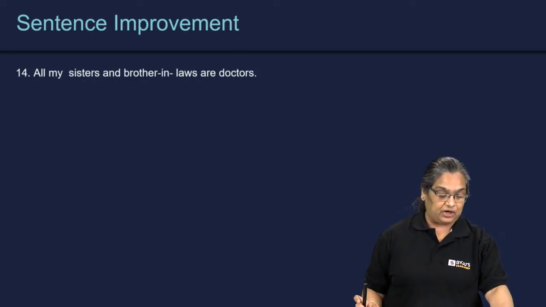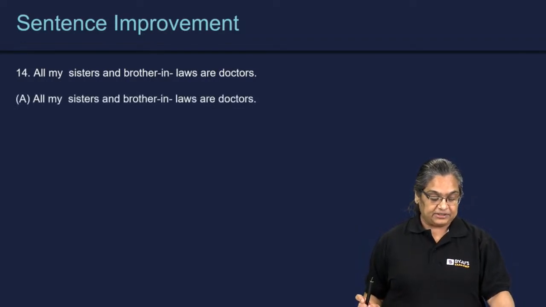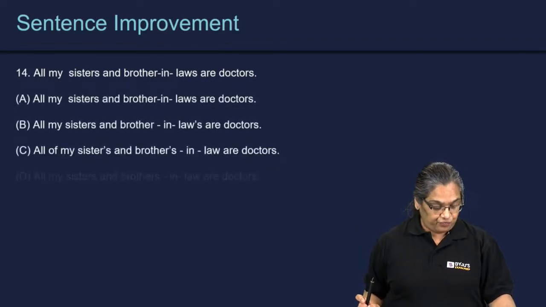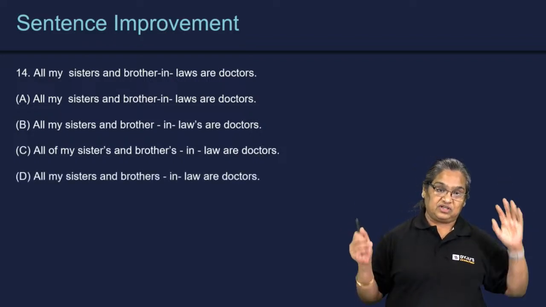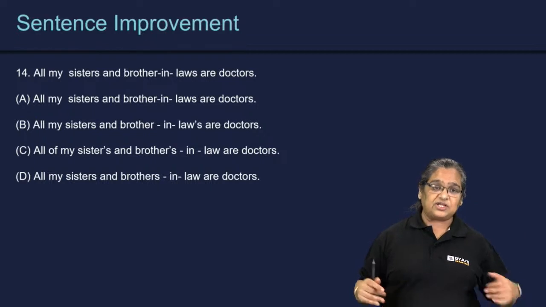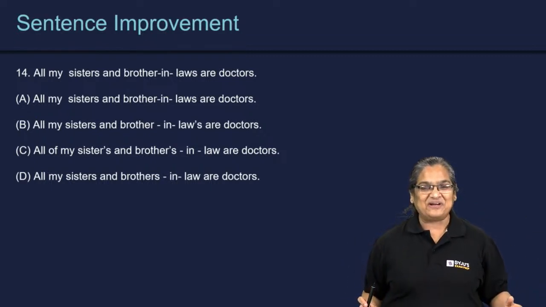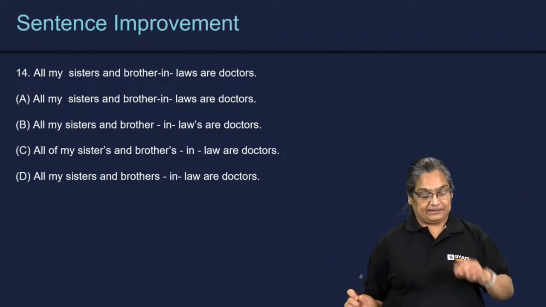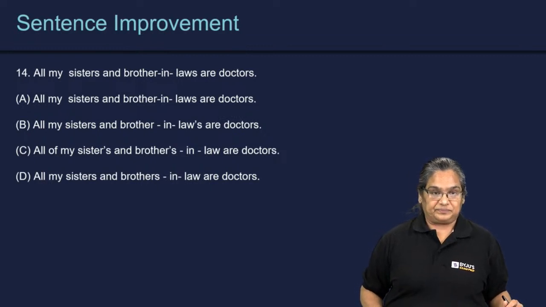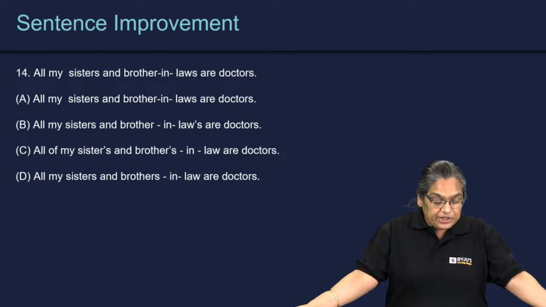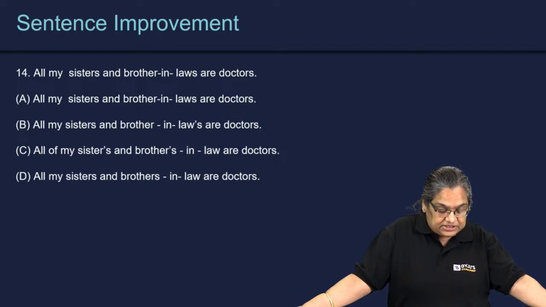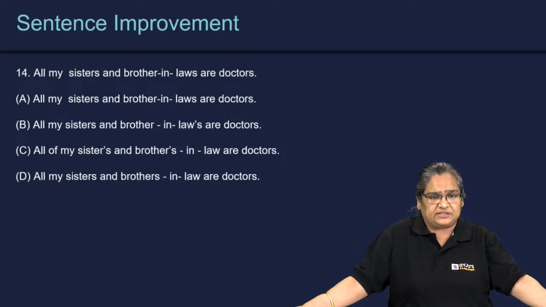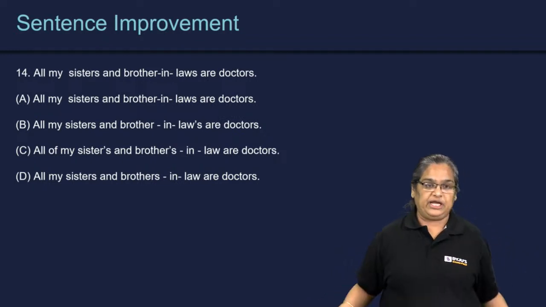All right, question 14. All my sisters and brother-in-laws are doctors. Which one is the perfect way? You have got 3 sisters, 3 brother-in-laws, and all of them are doctors. Pura family doctor se bhara hai. How would you explain that? Question 14, sisters and brother-in-laws, apostrophe has to be used, not used. What is the answer? Quickly, question 14.